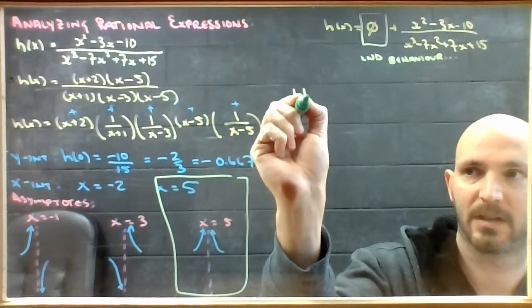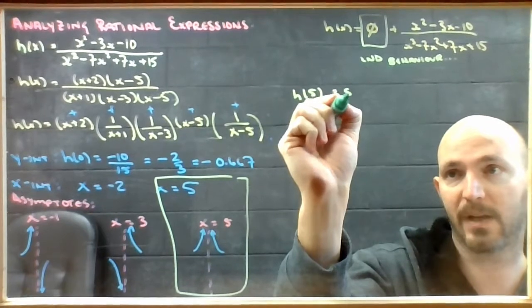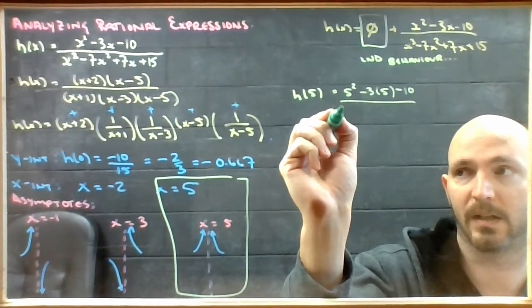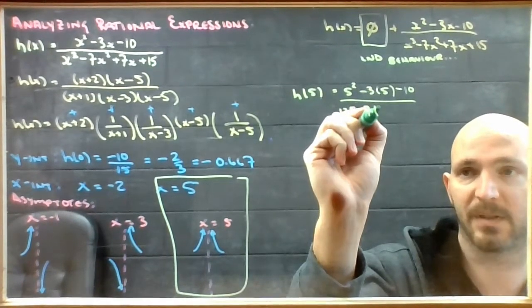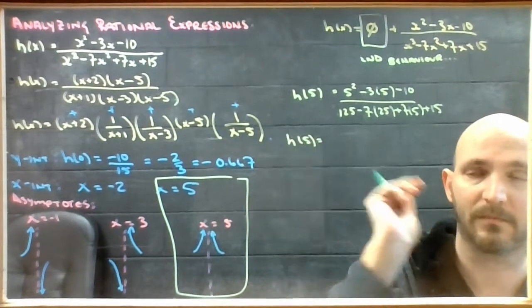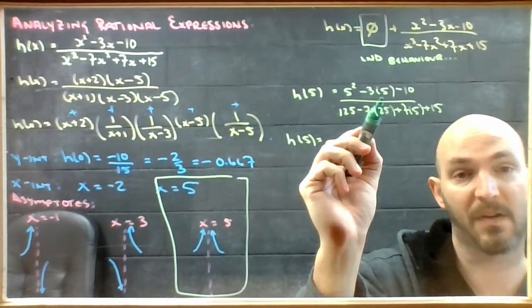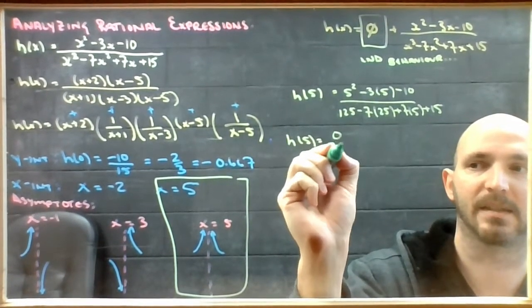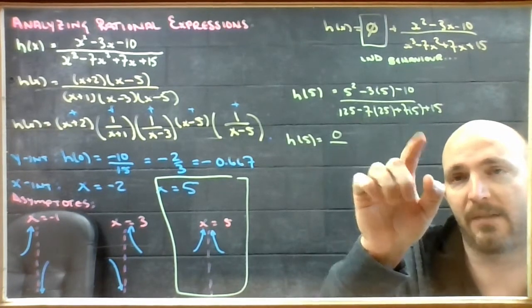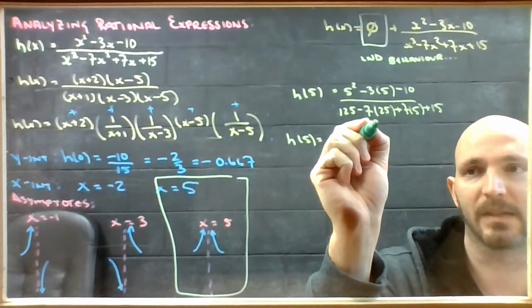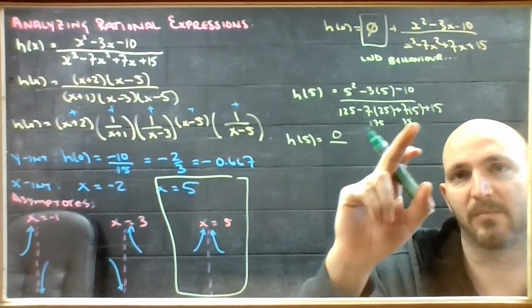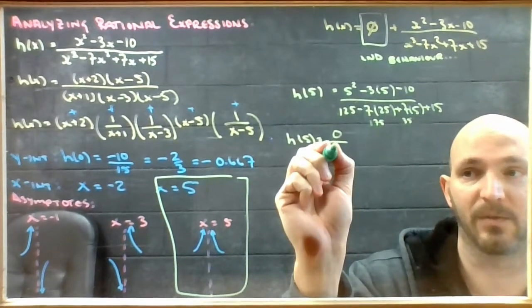If I take h and I evaluate it at 5, I'm going to get 5 squared minus 3 times 5 minus 10 over 125 minus 7 times 25 plus 7 times 5 plus 15. 5 squared is 25, 3 times 5 is 15, and 25 minus 15 minus 10 is 0. 7 times 25 is 175. 7 times 5 is 35. 125 plus 35 would be 160, plus 15 would be 175, minus 175 would be 0.